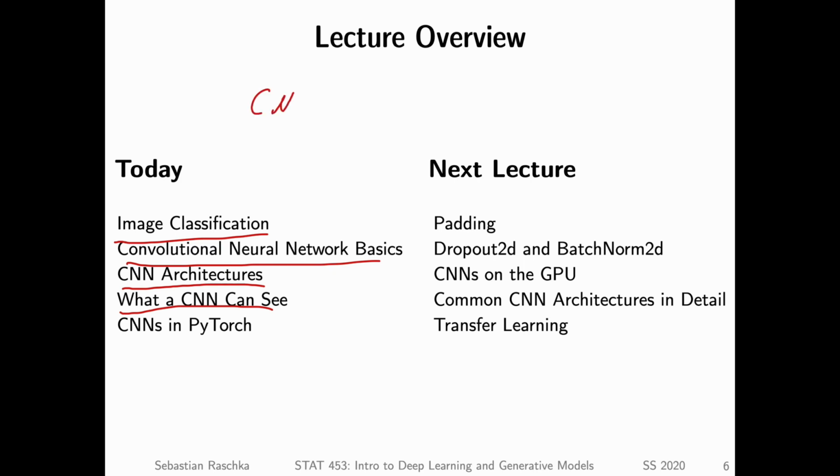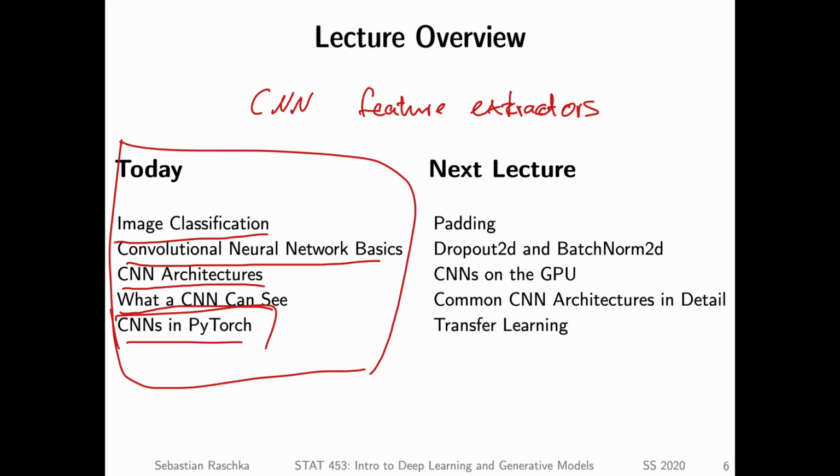CNNs are essentially feature extractors. They extract features from the images, and we can also take a look at these features to understand a little bit of what it is really looking at. This is just part of the model evaluation. It's not super important, but super interesting. And then lastly, I will show you how you can implement CNNs in PyTorch. Thanks to PyTorch, this is pretty straightforward, but it's worth talking about. So these were the topics I had in mind for today. Next lecture we will talk about some more advanced topics, padding. Today I won't talk about padding. If you don't know what it is, don't worry about it for now.